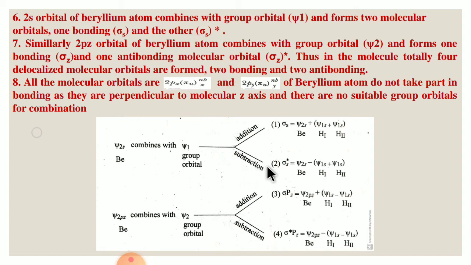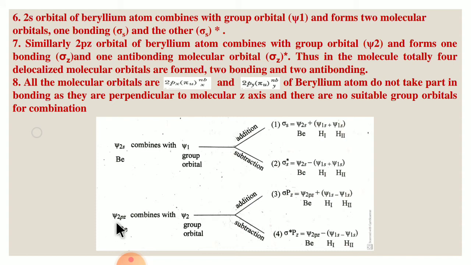So these two orbitals are formed by the addition and subtraction of orbitals. So here sigma s, that is the bonding molecular orbital, is formed by the psi 2s orbital of beryllium plus ligand group orbitals of two hydrogen atoms, that is H1 and H2, and the antibonding molecular orbital is formed by the subtraction of psi 2s orbital of beryllium minus ligand group orbitals H1 and H2.